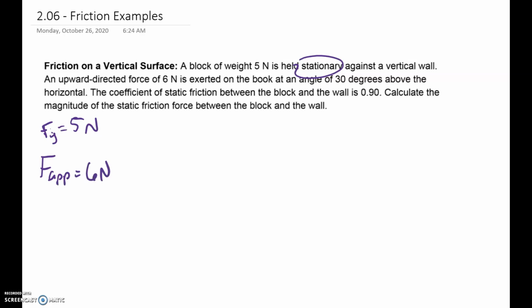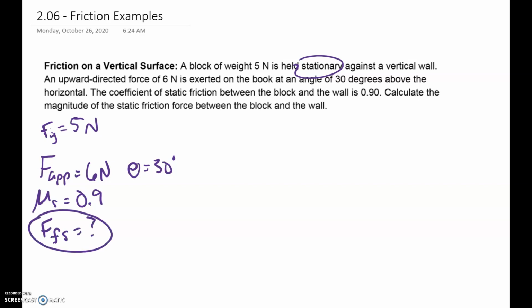That's 6 newtons. The angle is 30 degrees. Coefficient of static friction between the wall and the block is 0.9. Calculate the magnitude of static friction force between the block and the wall. Alright, so I listed what I know, what I don't know, so let's draw now a diagram of what's going on. Rather than solely drawing a free body diagram, I'm actually going to draw the block and the forces acting on the block itself, just to kind of help visualize things a little bit more, right?